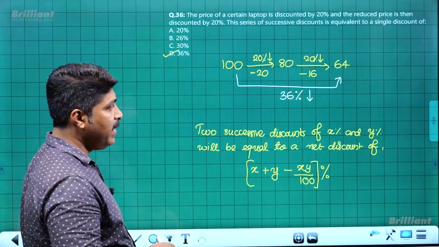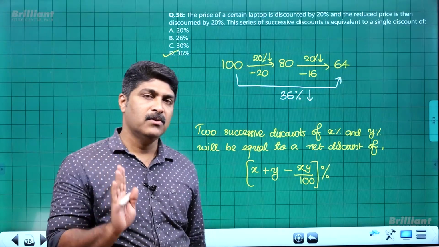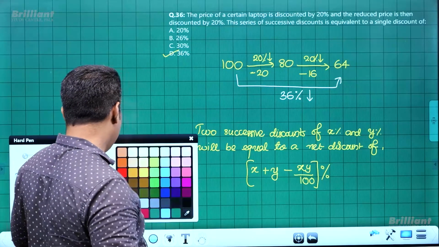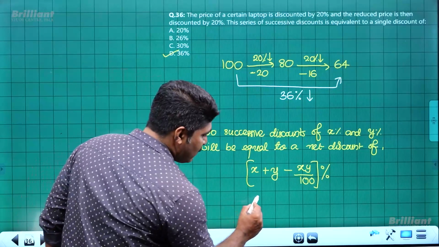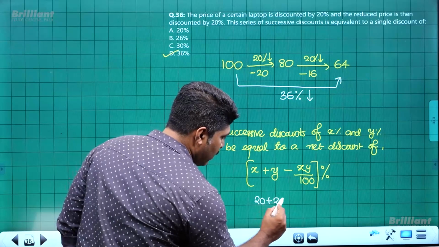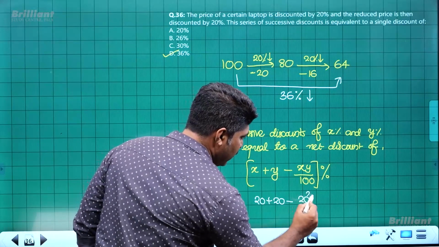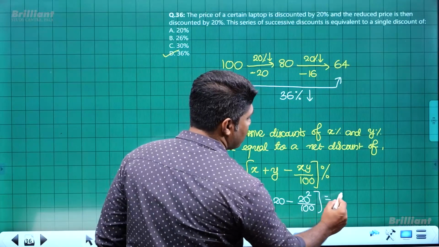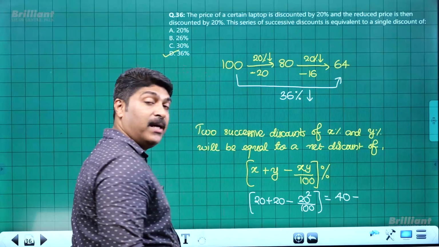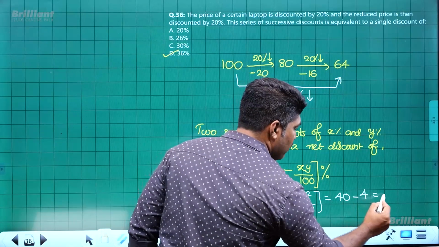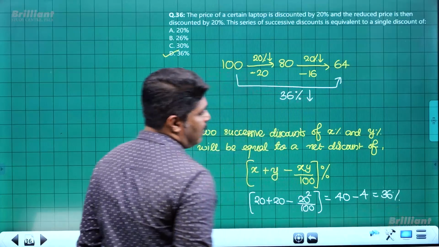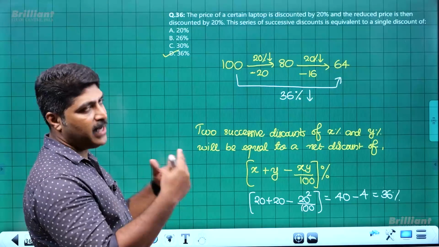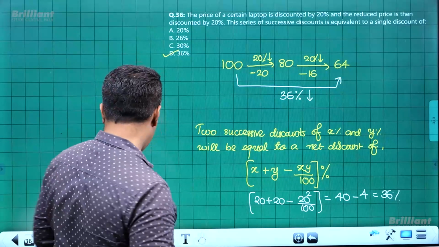Here, instead of X and Y, both the values are the same. So 20 plus 20 minus 20 into 20 by 100. Directly apply that result here. 20 into 20 you can write as 20 square. What is 20 plus 20? That is 40, minus 20 square by 100. 20 square by 100 is 4. So the answer is 36. You can apply this result whenever you get two successive discounts. If there are more than 2, you can apply this method for finding the answer.